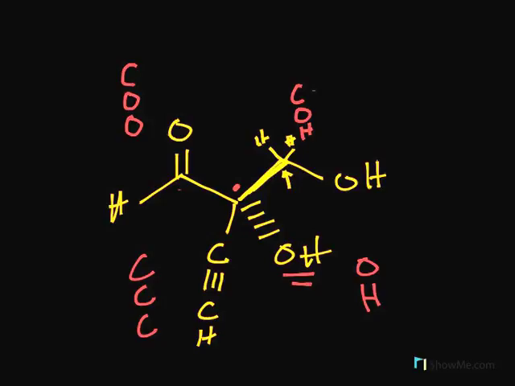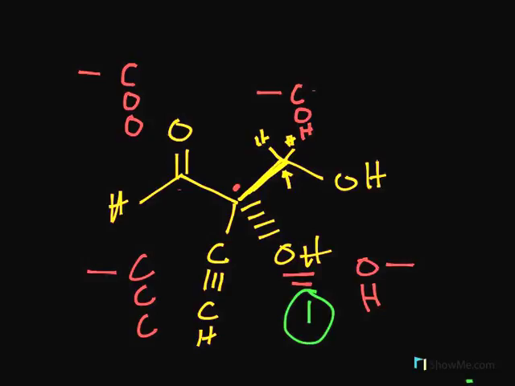So let's go ahead and assign priority. Looking at the first atom of each group, which of these atoms has the highest atomic number? And if you're thinking oxygen, then you are correct. So oxygen has the highest atomic number here. Its atomic number is 8. So that's going to be our first priority.